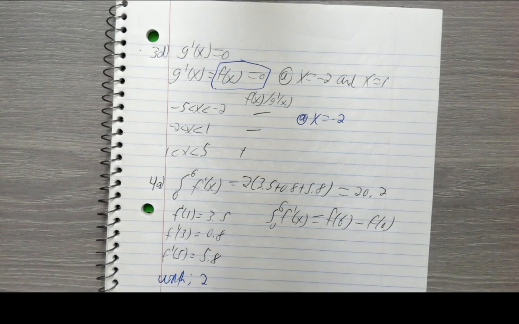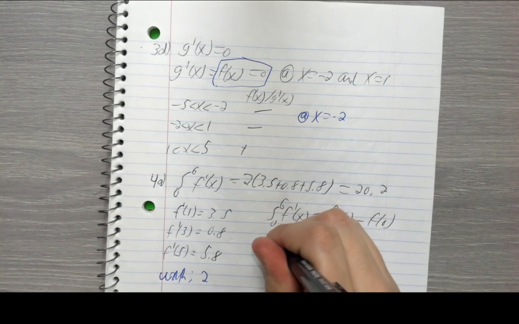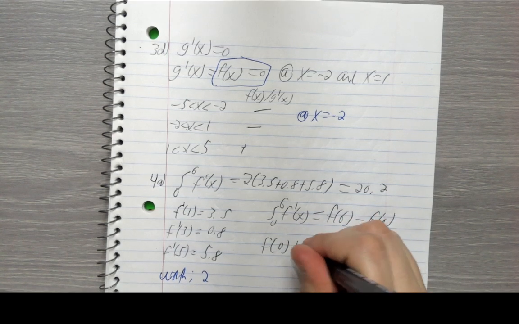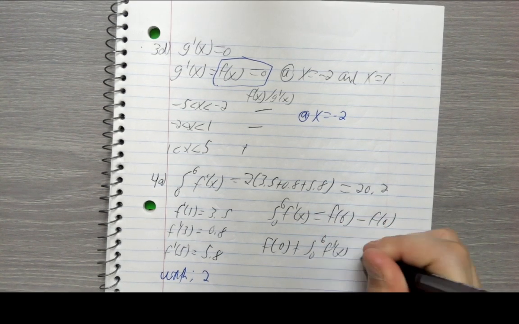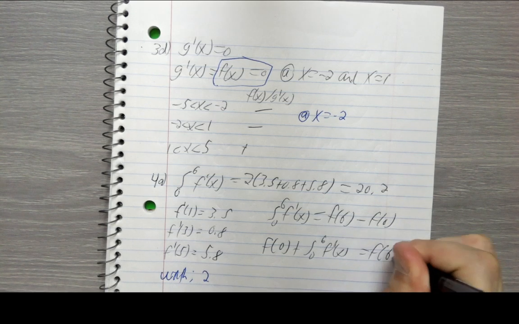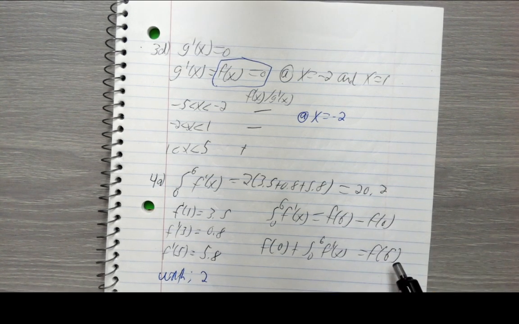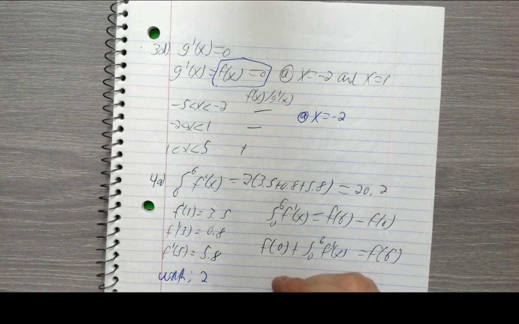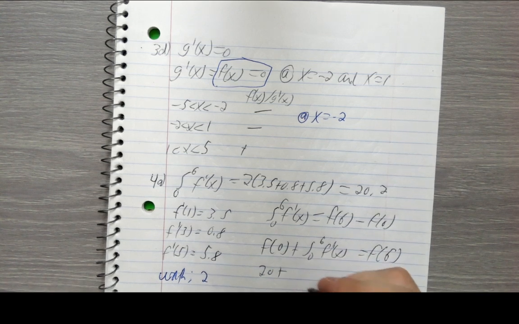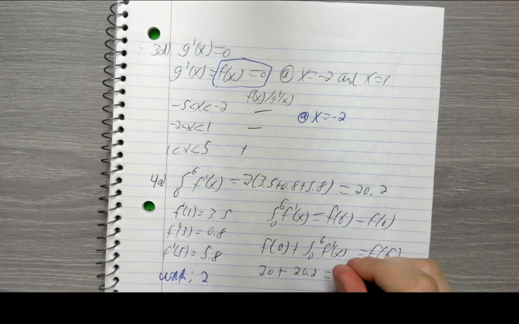That's by the fundamental theorem of calculus, which means that f of 0 plus the integral from 0 to 6 of f prime of x is equal to f of 6. And that's what we ultimately want to solve. They give us what f of 0 is in the beginning of the problem. It's 20. So we just get 20 plus 20.2, and that's where we get our 40.2 from.